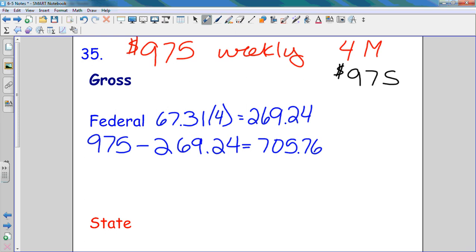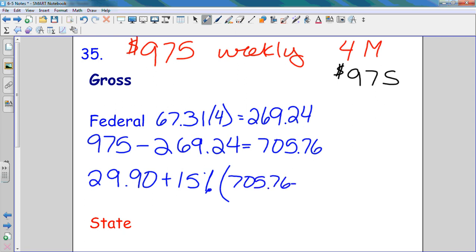Okay, so write that down. We have $29.90 plus 15% of anything over $453. So I take my 705.76 minus 453. So you take it minus 453. That's 252.76. Take that times 15%.